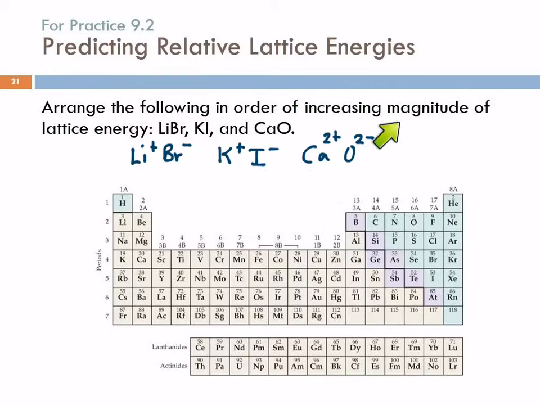So here we have higher charges. Higher charges, 2 times 2 compared to 1 times 1. This is going to be roughly 4 times just based on the charge. So looking at the charge, which is the largest lattice energy? This one. So we're thinking this is probably the highest.